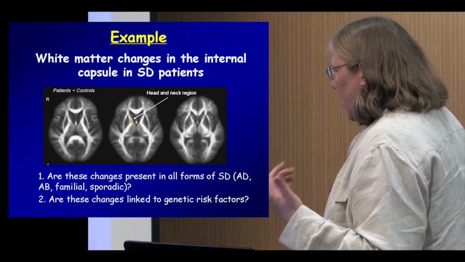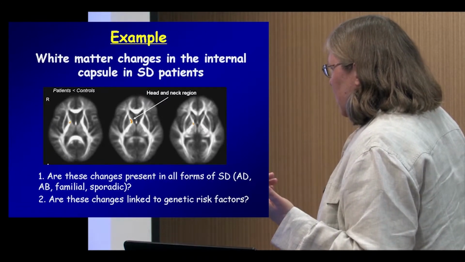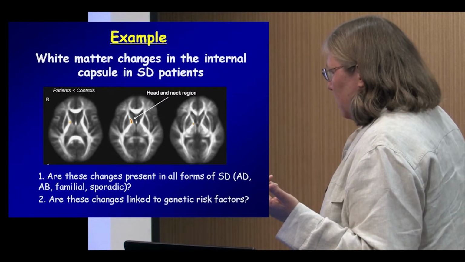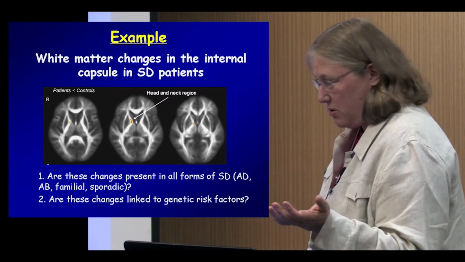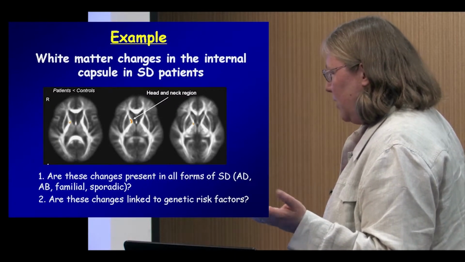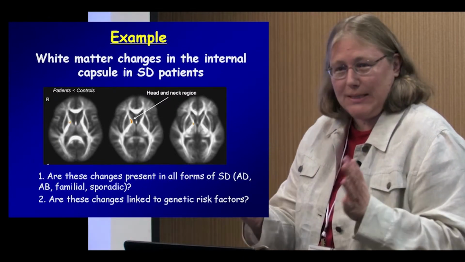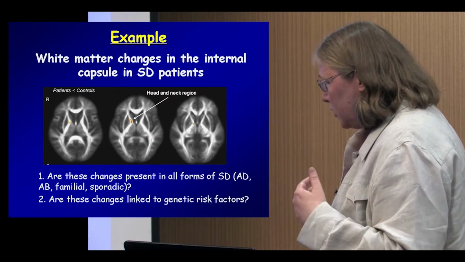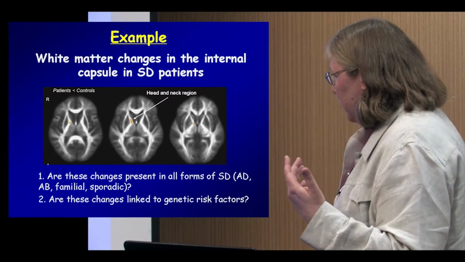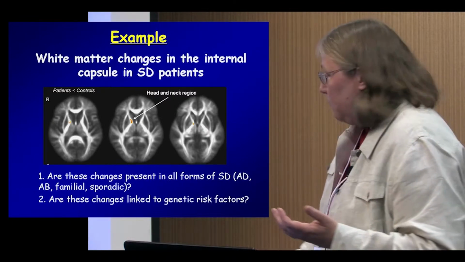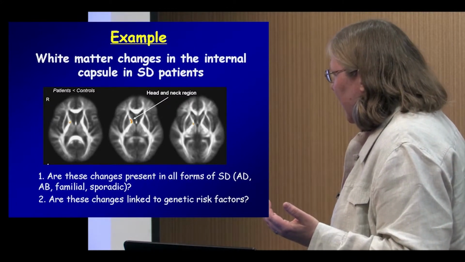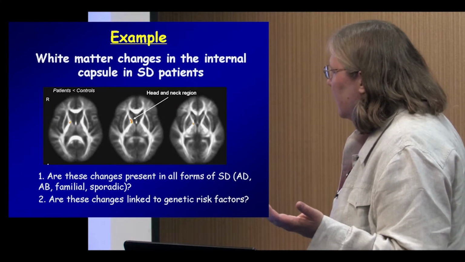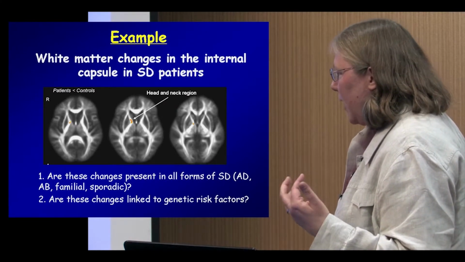What we want to look at is whether these changes are present in all forms of SD. So we want to look at both AD and AB forms of SD. We also want to look at people who have a family history of dystonia and people who don't, and ask whether there are differences based on these simple clinical criteria. The differences may not actually be related to the categories we're going to make. After that, we would take a certain proportion of these people, exome sequence them, and look for variants that correlate with the different patterns we're finding.